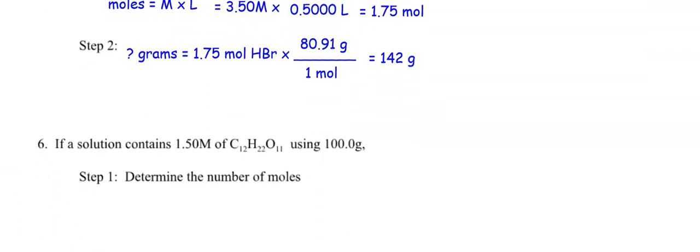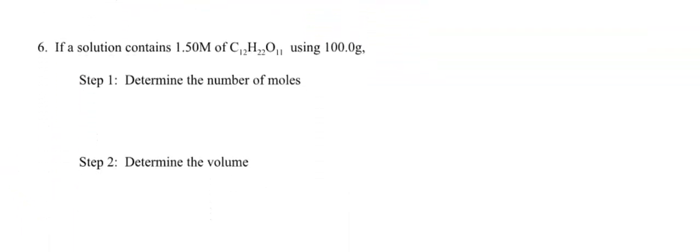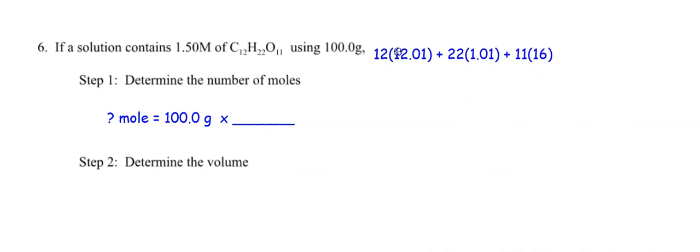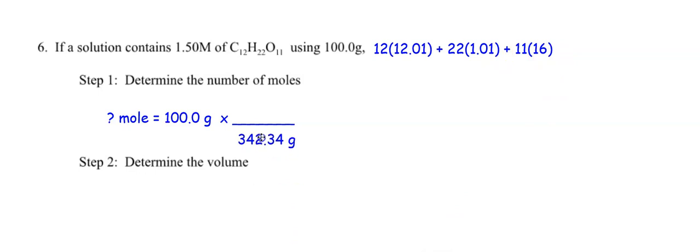All right, finally, the last one here. Nope, not the last one, second to last one here. I'm giving you molarity, and I'm giving you grams. Which one of those is going to give me moles? Oh yeah, it's the grams. Oh no, I need to come up with the molar mass. 12 times 12.01 plus 22 times 1.01 plus 11 times 16 is 342.34 grams.